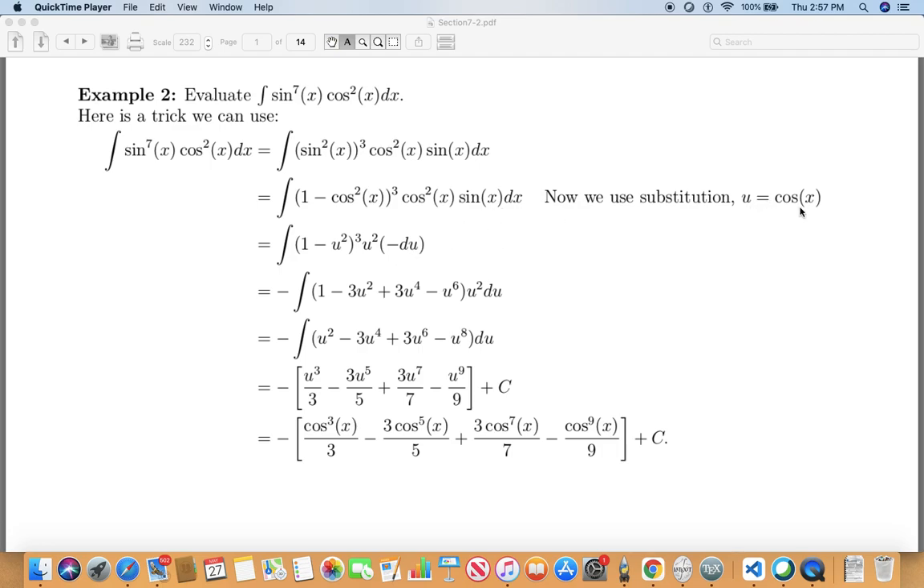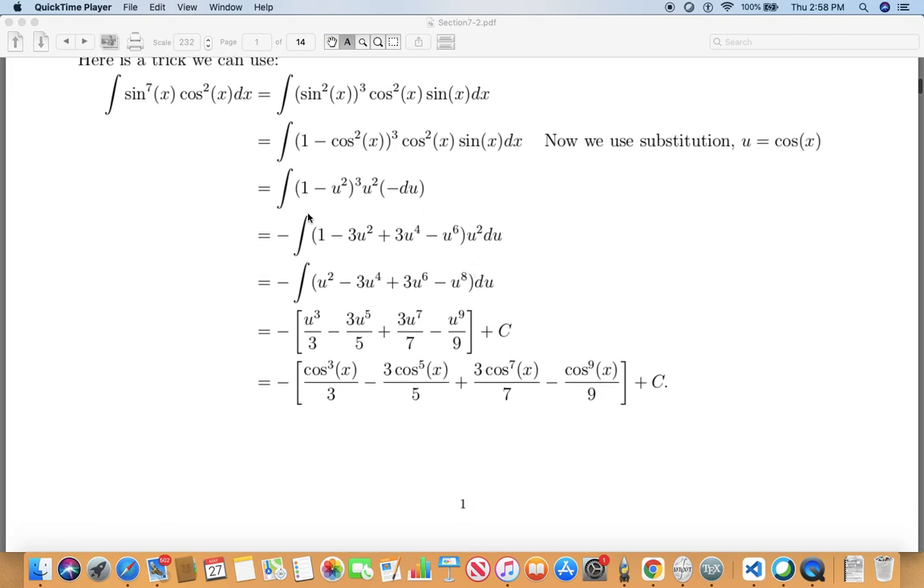Remember, u is cosine, so the derivative will be negative sine. And therefore, I have an extra negative here. So bring the negative out. Expand this cube power: 1 minus 3u squared plus 3u to the 4th minus u to the power 6. Okay, check my work. Don't forget there is a u squared outside, du. Distribute the u squared. So don't forget the negative. Integral u squared minus 3u to the power 4 plus 3u to the power 6 minus u to the power 8. That's the distribution of u squared.